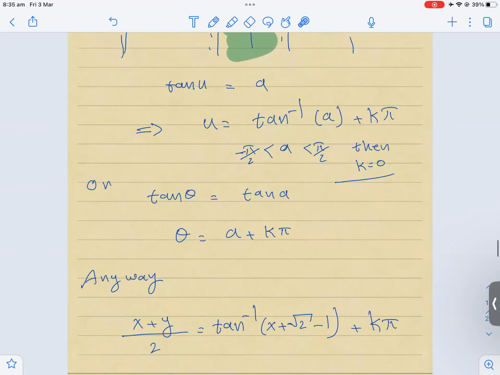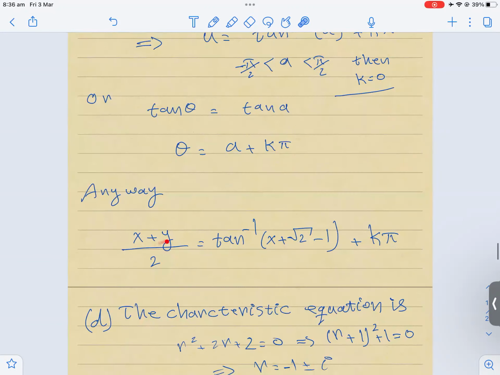In fact, from Year 12 Mathematics of Australia, tan θ equals tan A gives θ equals A plus kπ. If it was cos θ equals cos A, it would be θ equals A plus 2kπ. For sine, there are two formulas as well in an almost similar way. Anyway, (x + y)/2 is this. This is a comprehensive solution, and I'm sorry that it's too long.